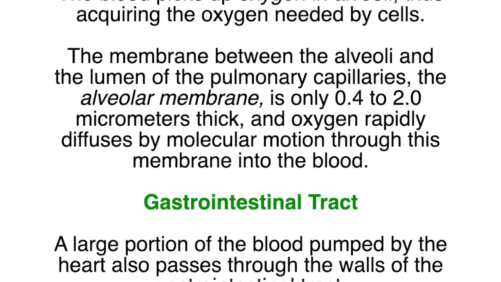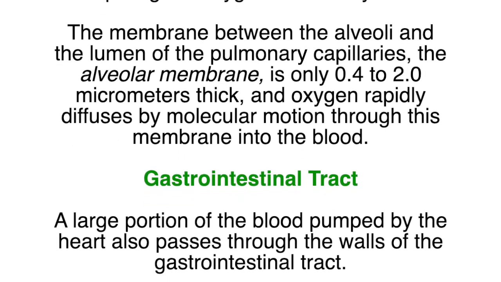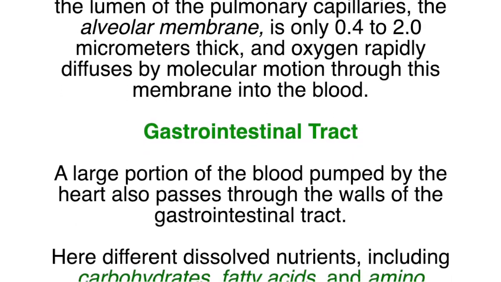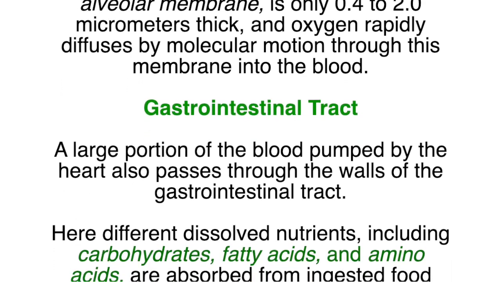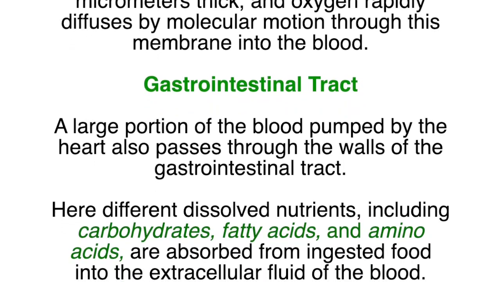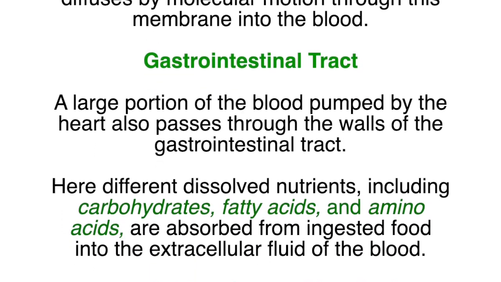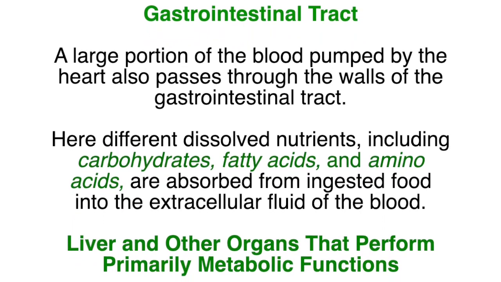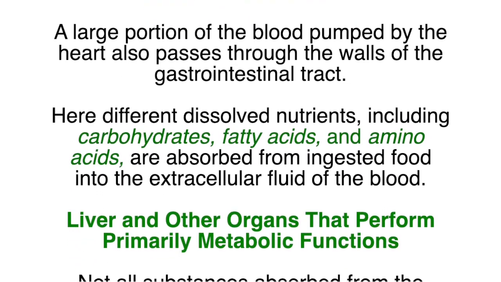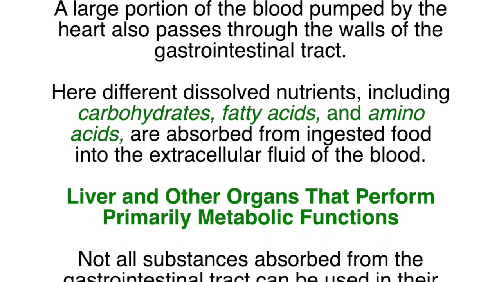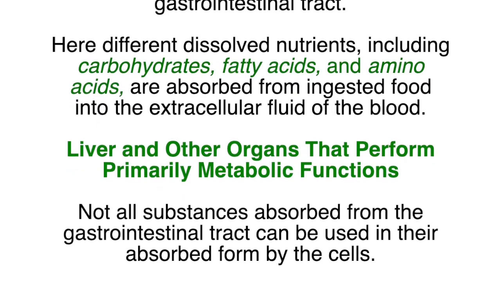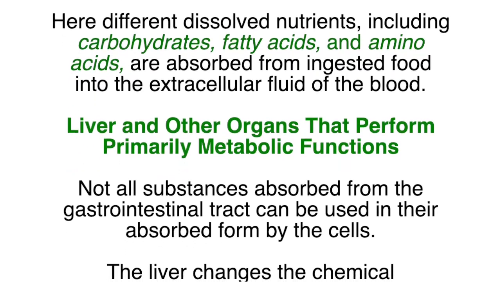Gastrointestinal tract. A large portion of the blood pumped by the heart also passes through the walls of the gastrointestinal tract. Here, different dissolved nutrients, including carbohydrates, fatty acids, and amino acids, are absorbed from ingested food into the extracellular fluid of the blood. Liver and other organs that perform primarily metabolic functions.